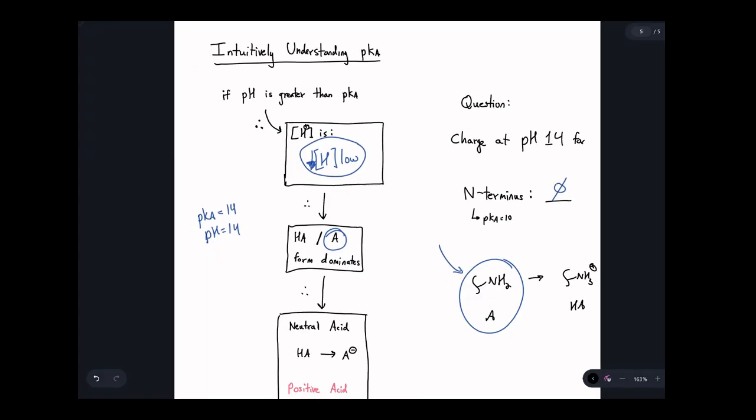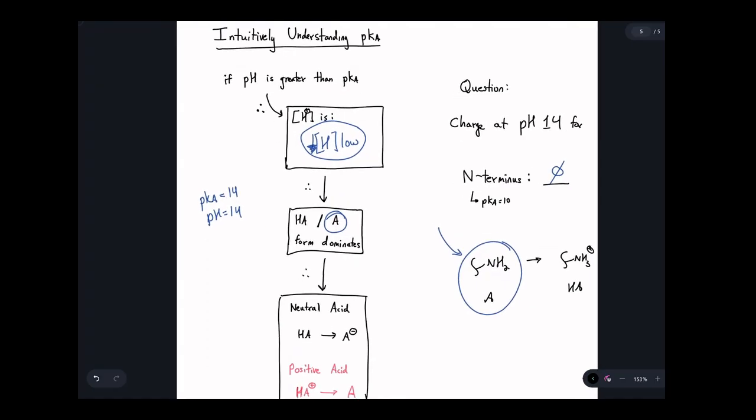With that in mind, this workflow of thinking about the pH and pKa relationship, saying, is there more or less hydrogen and which form will dominate, and then knowing what form you're talking about, that's an overall strategy for success when you're thinking about charge and pKa.